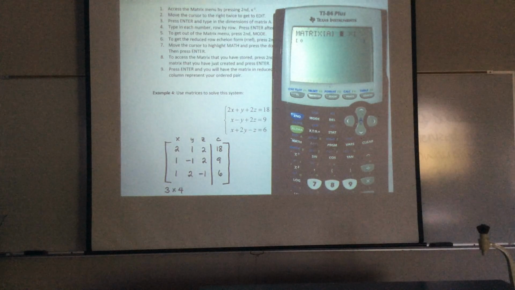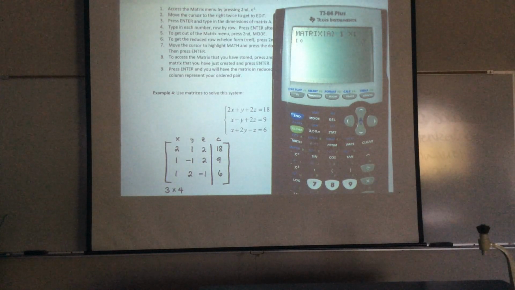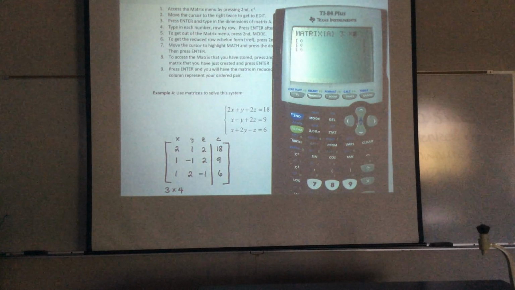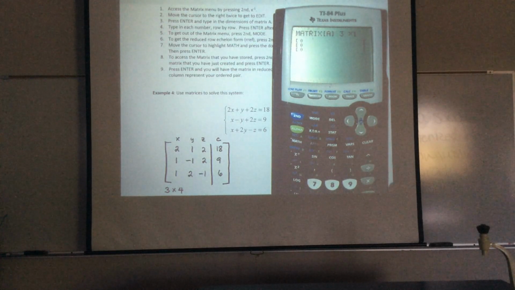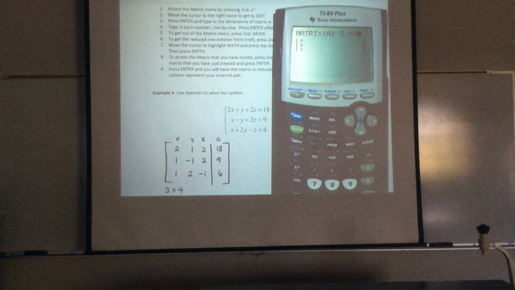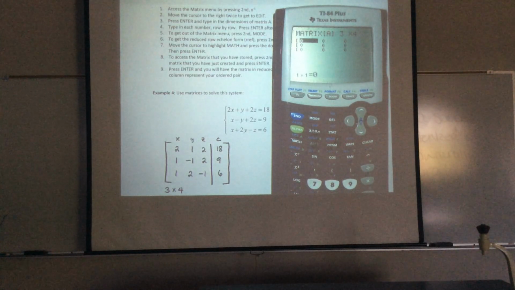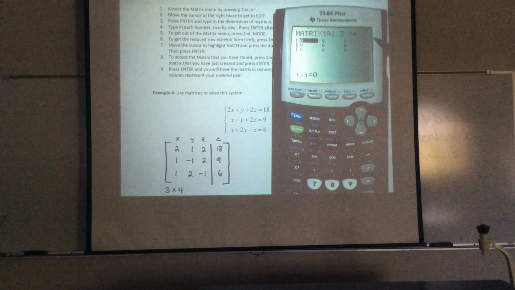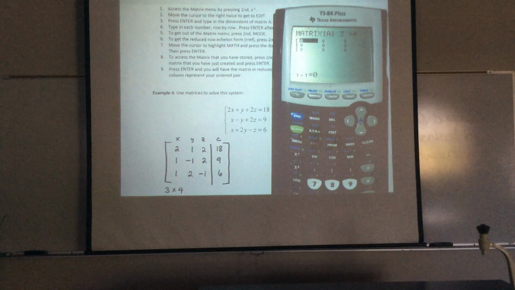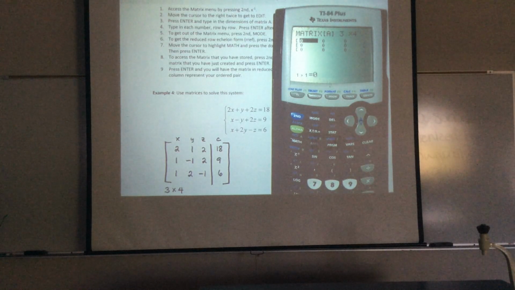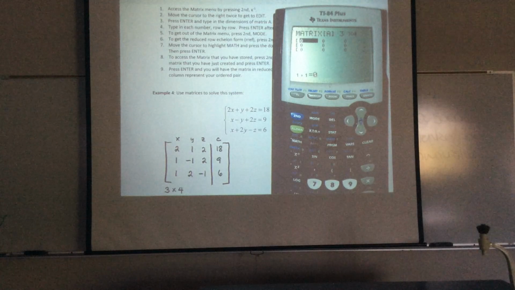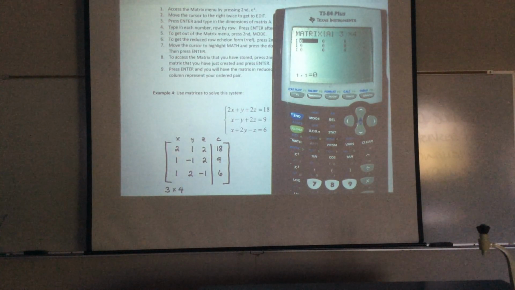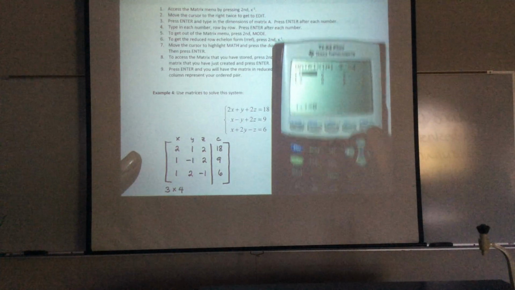In that first number where the cursor is blinking, I'm going to type in the number 3, because I have 3 rows, and then press enter. And then type in number 4, because I want 4 columns. It's not going to show all 4 columns on the screen. Those dots on the end represent there's more to it, because the screen can only fit so much.